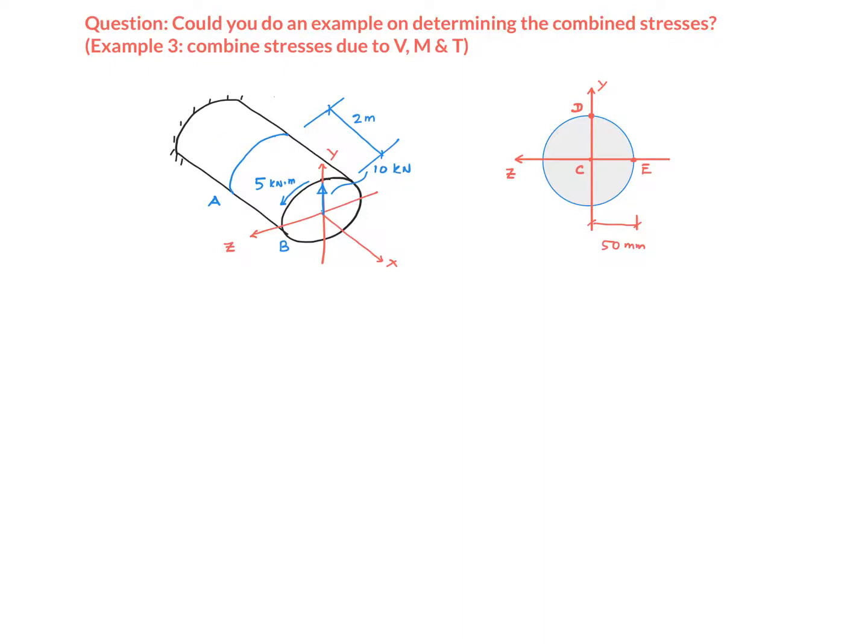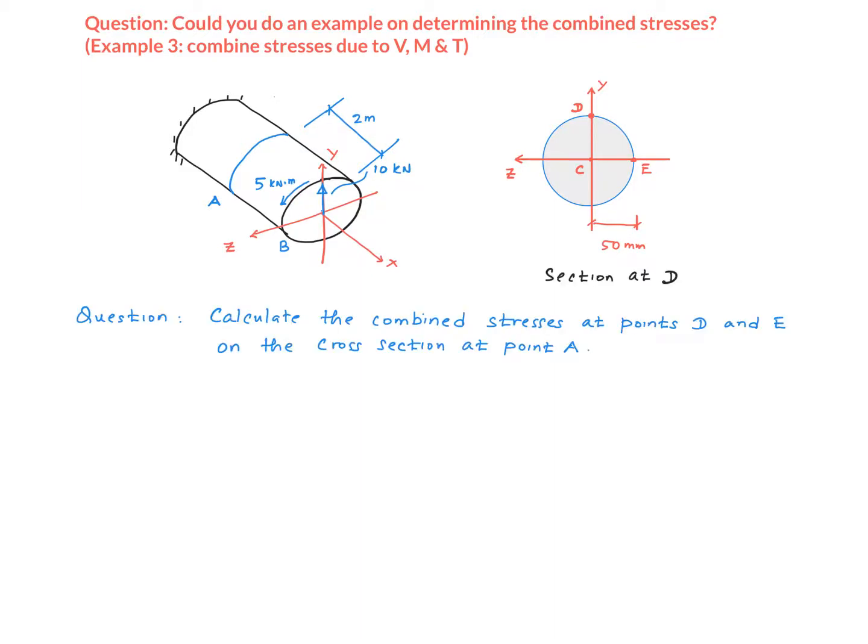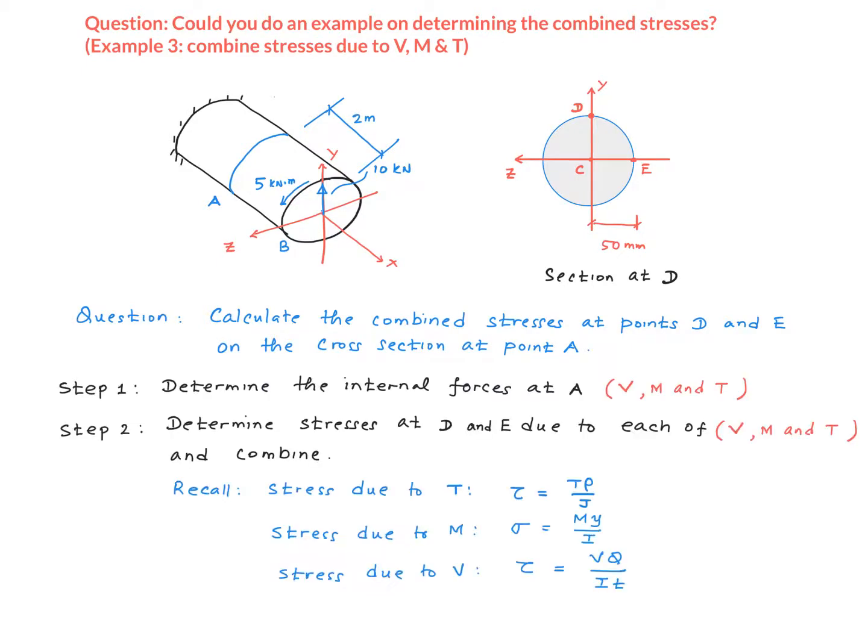We have a cylindrical shaft subjected to two things. It is subjected to a torque of 5 kilonewton meter at the end, like shown in this picture. It is also subjected to a force of 10 kilonewton in the direction of y, again like shown in this picture. We are interested in calculating the combined stresses at point D and E on a cross-section that is taken at point A.